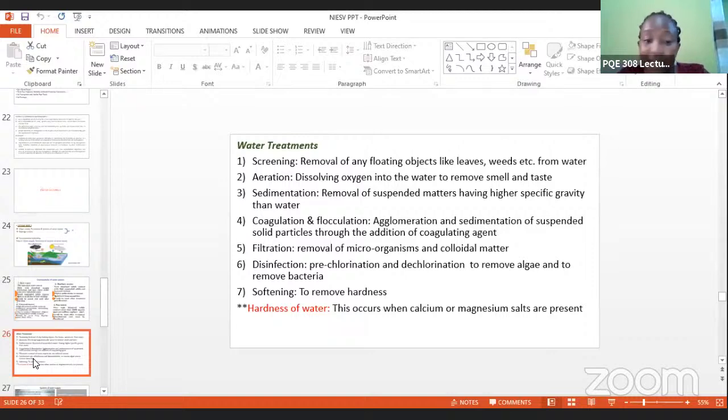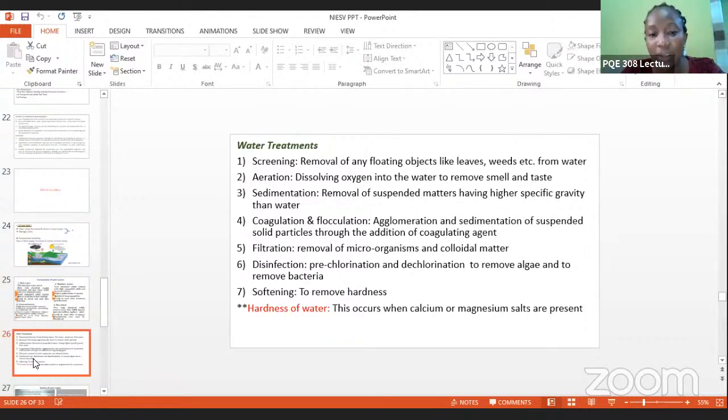So the first one is screening. What do we mean by screening? Screening means removal of floating objects like leaves and weeds from water. You're only going to be able to remove those visible things that you can see, those big objects. That is what you're only going to be able to remove at the screening level.